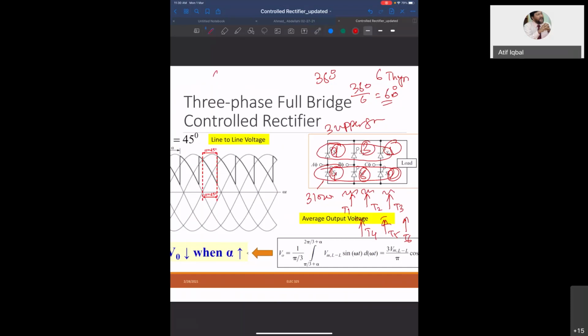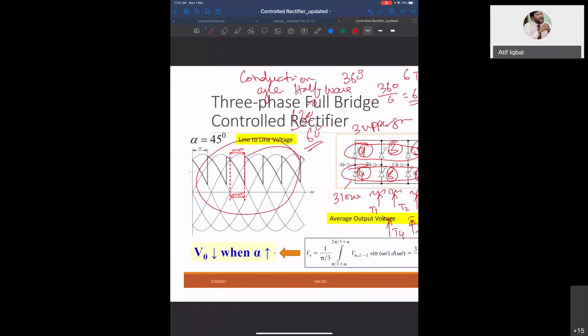So the conduction angle in half wave was 120 degree. One thyristor was conducting for 120 degree. But in full wave, a thyristor will conduct only for 60 degree, because there are 6 thyristors and you have to accommodate 6 thyristors in one cycle. So each thyristor will conduct for 60 degree. Now, in your book, they have given only this diagram, which is not sufficient to explain the operation of the full bridge. I will explain it with more graphs.